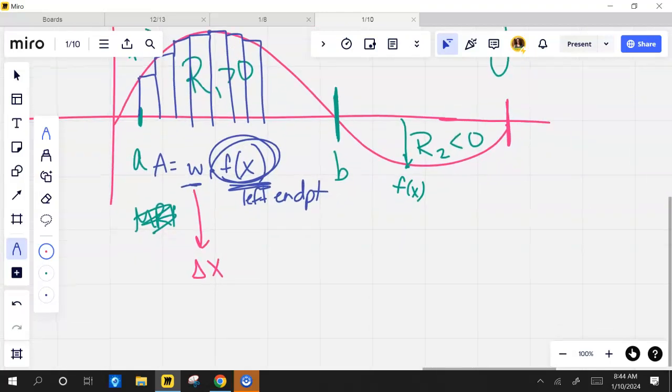Okay, so delta x is my width. That's the width of each rectangle. So what I really want to do now is take delta x and times that by f of, and then what I'm going to do here is find some value. Okay.